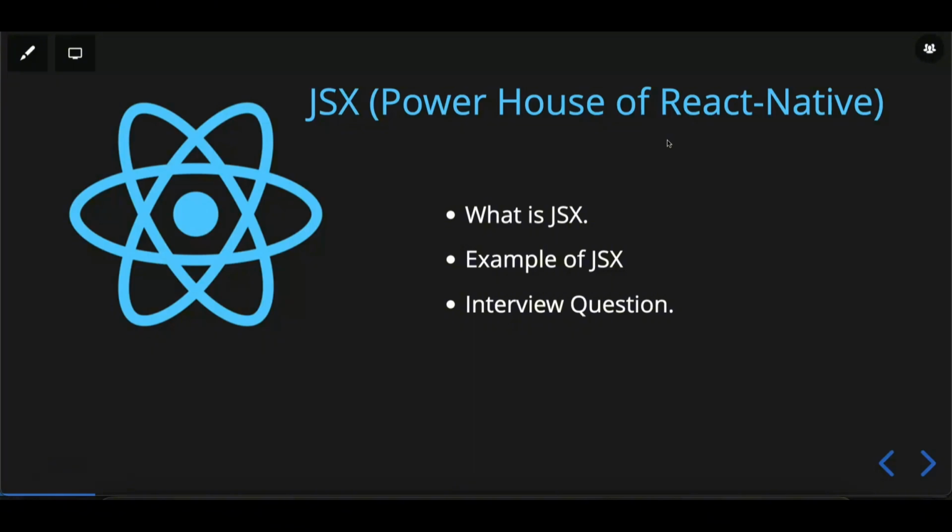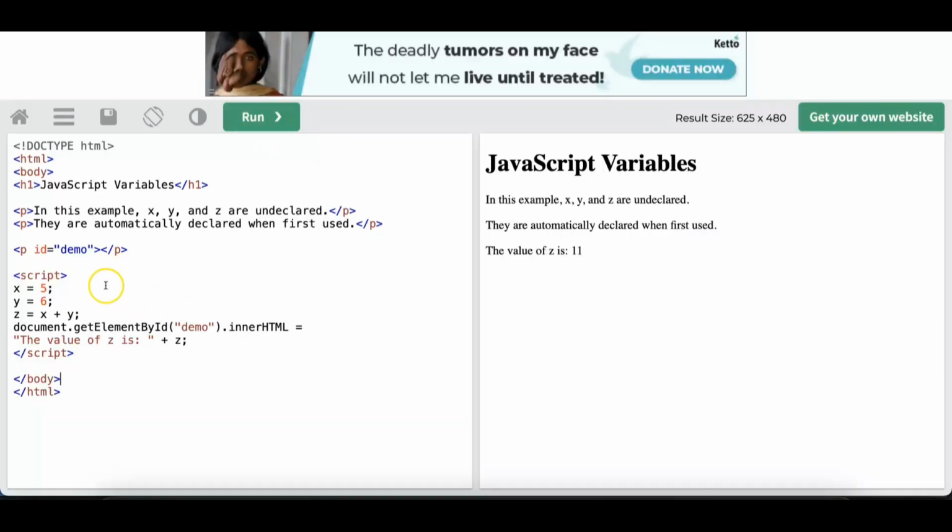But before JSX, how were we writing HTML and JavaScript? Actually, we needed a script tag. See, this is a simple code of a basic HTML and JavaScript web page. There we have some elements, and if you want to write some JavaScript code there, then we have to use the script tag. But if we are using JSX, we don't need to write the script tag.